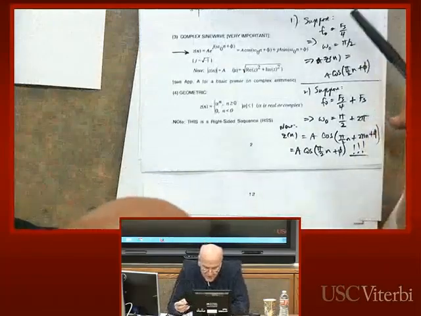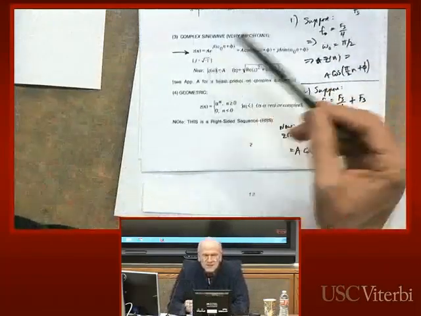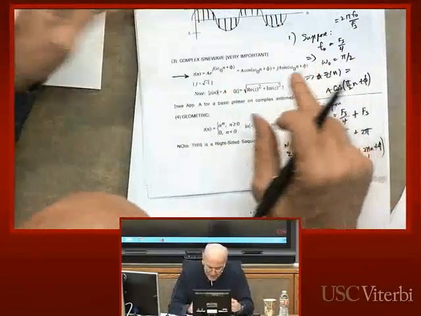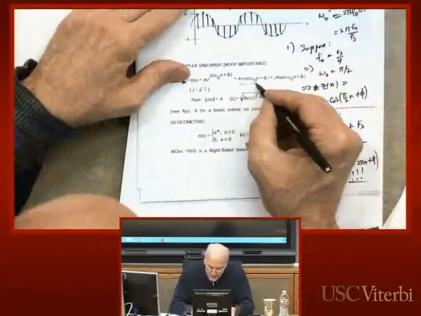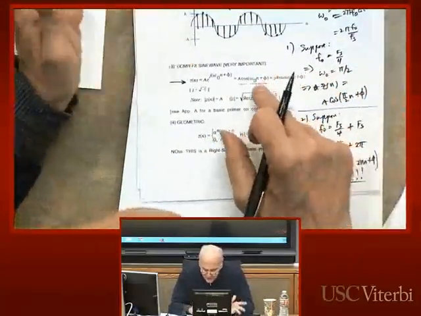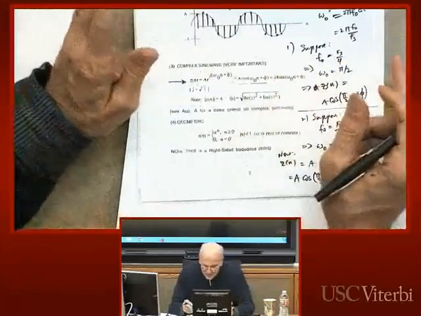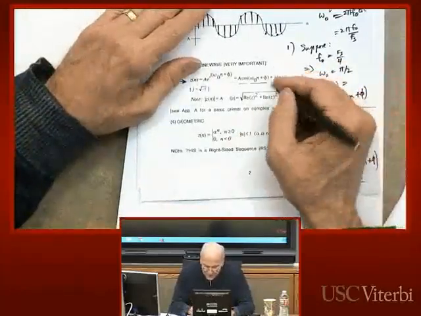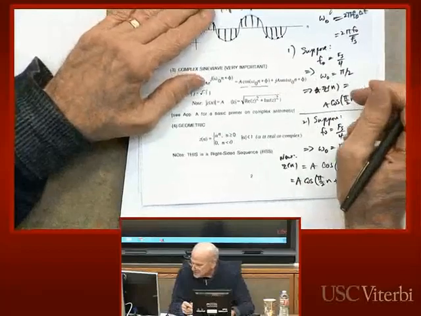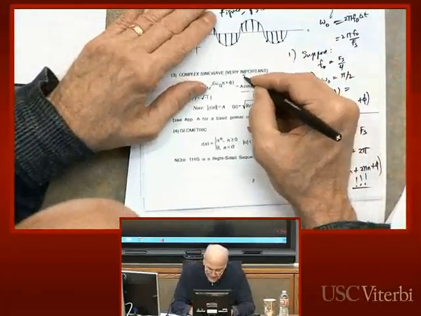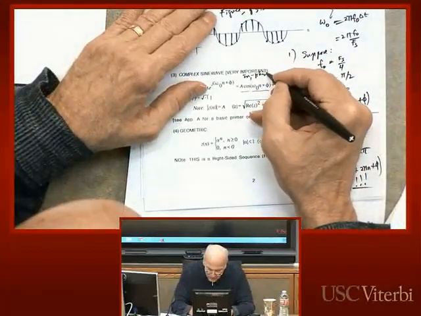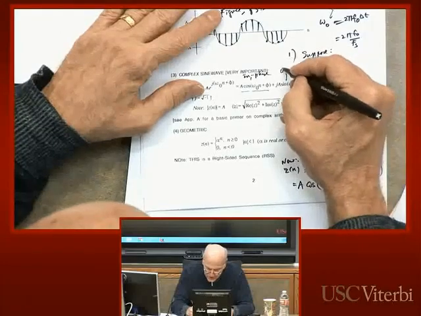So anyway, this is the complex version of the sine wave, and by the Euler identity, it can be written as a real discrete sine wave plus an imaginary sine wave, the imaginary part. Sometimes this is called the in phase, for you hardware folks, and this is called the quadrature.